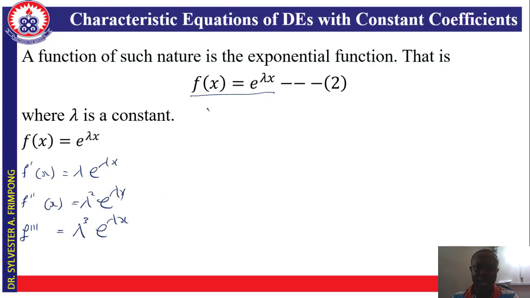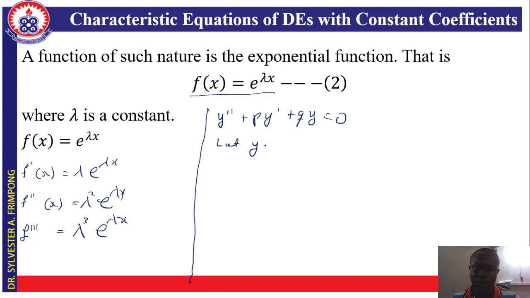So if you consider a second order differential equation y double prime plus p y prime plus k y equal to 0, then we let y be equal to e raised to the power lambda x. It means y prime is lambda e raised to the power lambda x, and y double prime is lambda squared e raised to the power lambda x. So we put this inside this equation. Let me call this one equation 3.